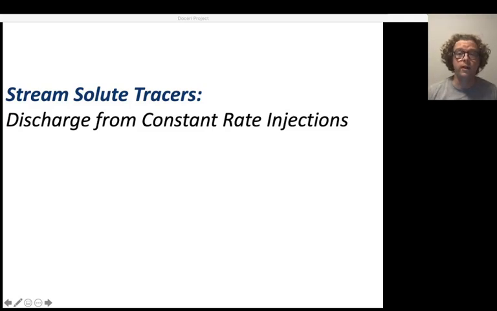Okay, so we've calculated discharge from a slug injection, but what if I did a constant rate injection? Can we use dilution gauging to our advantage in this case? Absolutely we can. Let's look at how on the next slide.